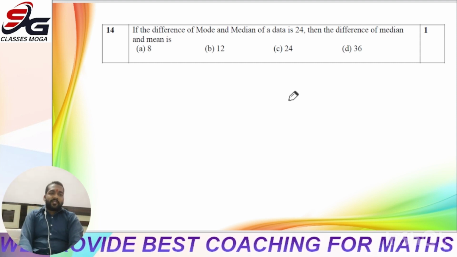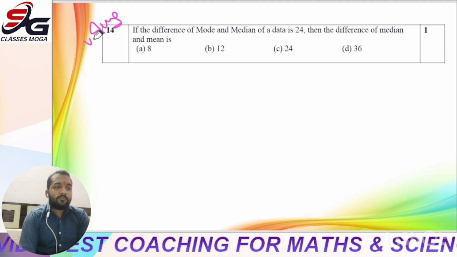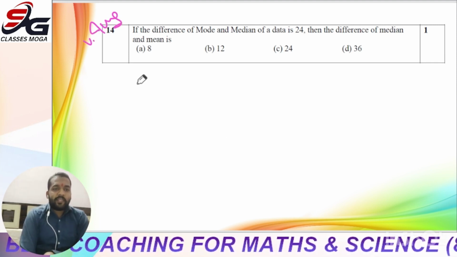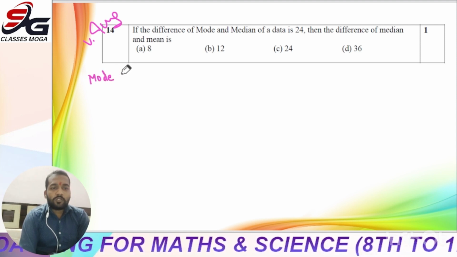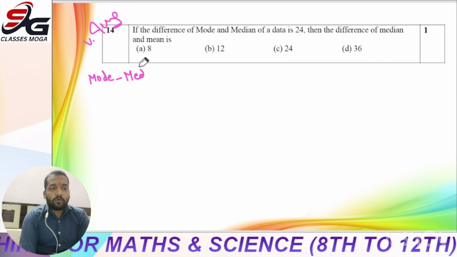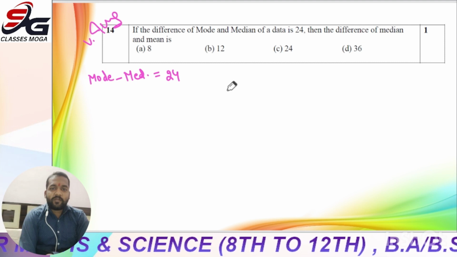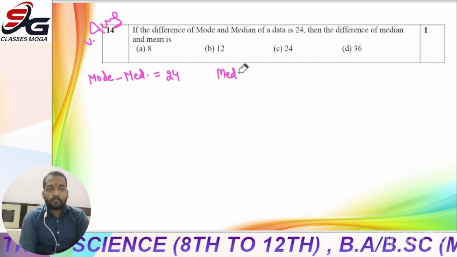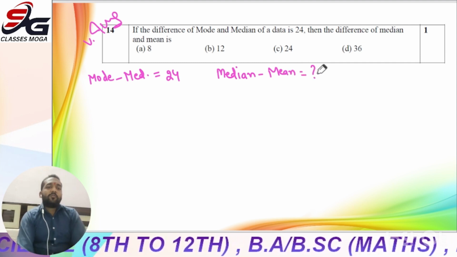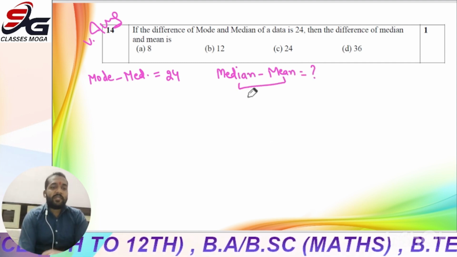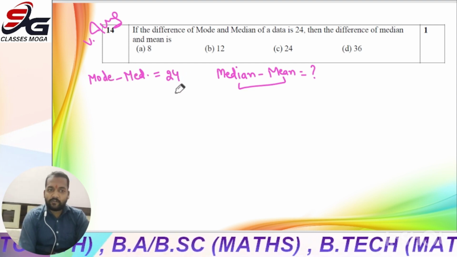Now next question, students. A very important question. If the difference between mode and median of the data is 24, so mode minus median is 24, then you have to find the difference between median and mean. So first of all, see, mode minus median equal to 24, this is given to us.